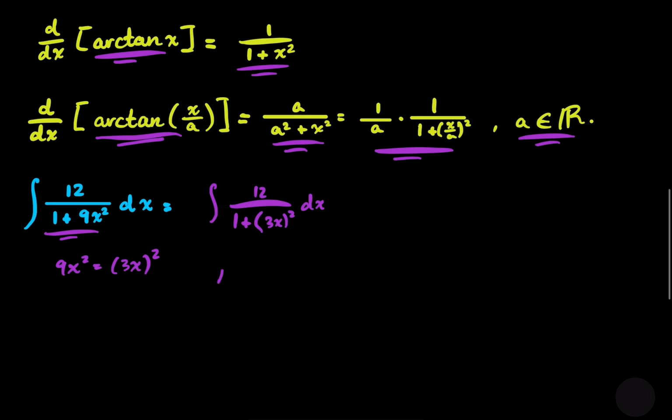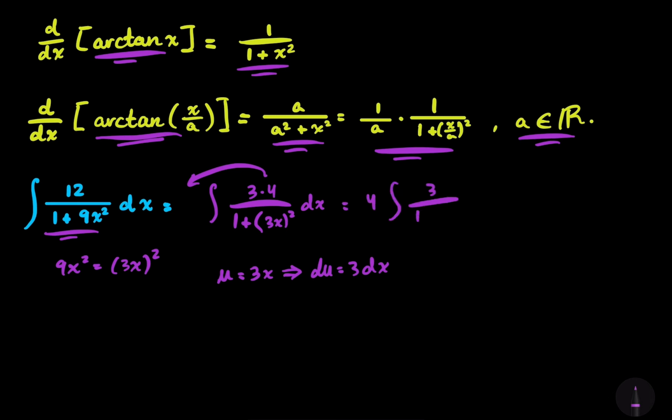Here we can say let u equal 3x, which indicates that du by dx would be equal to 3. So du is equal to 3 dx. With this in mind, now we can go ahead and start substituting. Here we have a 12 times dx. What we really want is just a 3 times dx. But we know that 12 is basically just 3 times 4, so we can take that 4 out of the integral. This will become 4 times the integral of 3 over 1 plus 3x quantity squared dx.